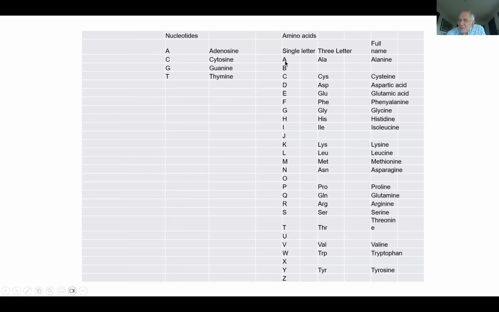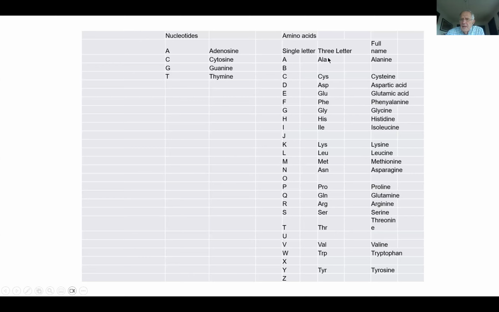A, in amino acid terms, is alanine. C, in amino acid terms, is cysteine. G, in amino acids, is glycine. And T is threonine. So they have very different meanings when they're used. And so we choose to use the 3-letter code, which is here.